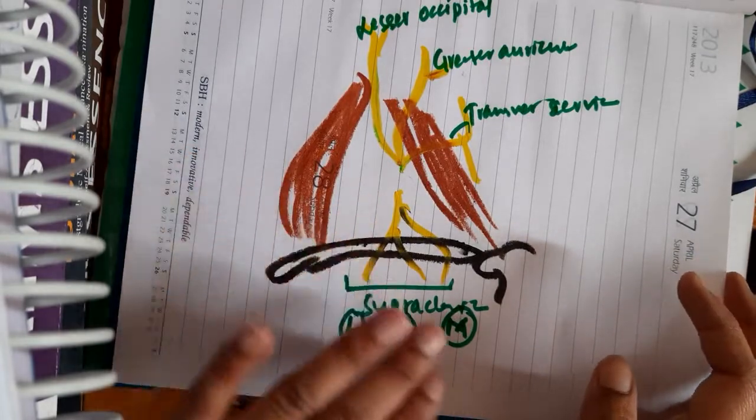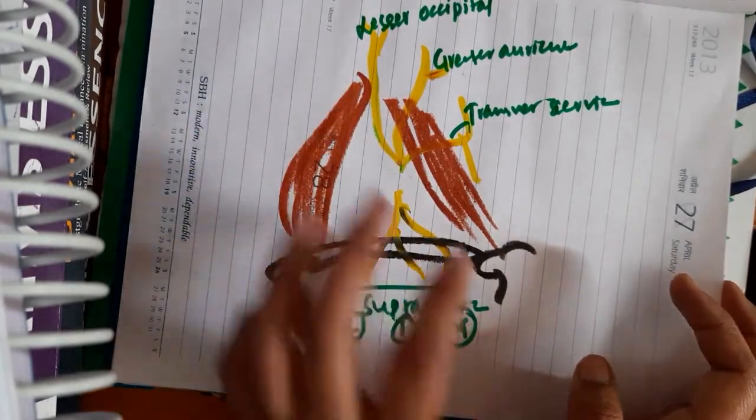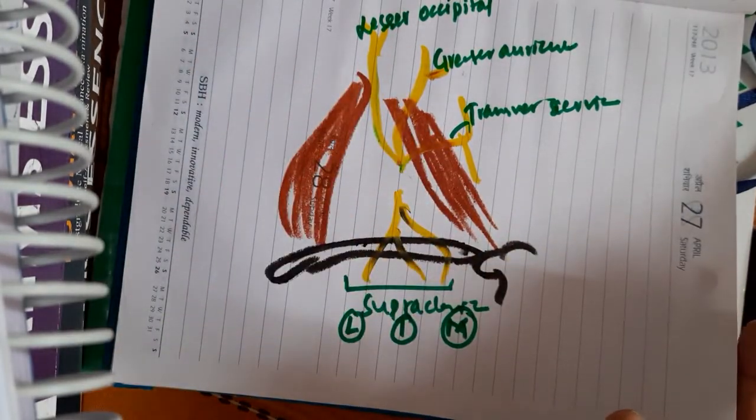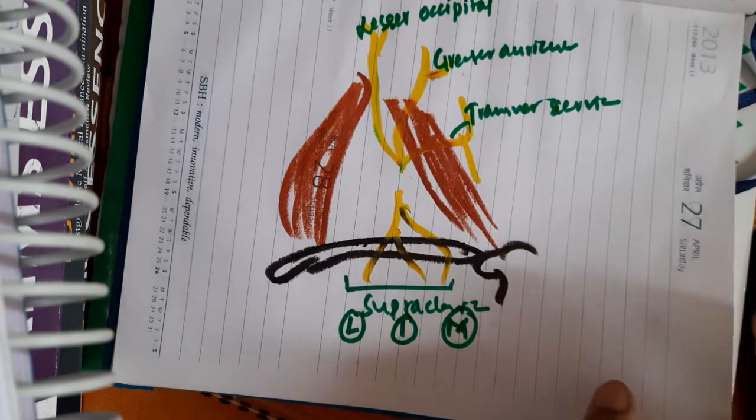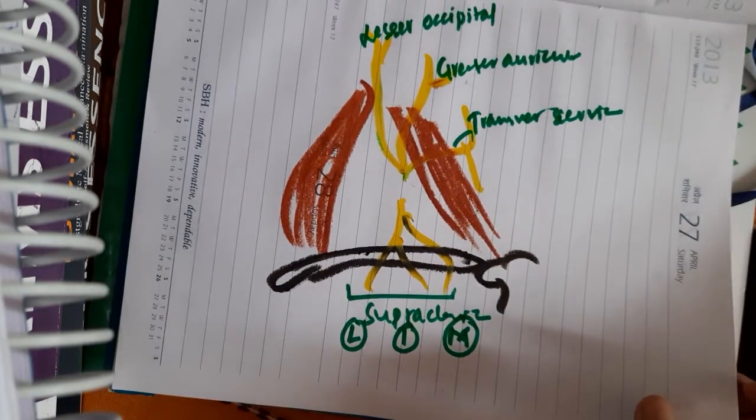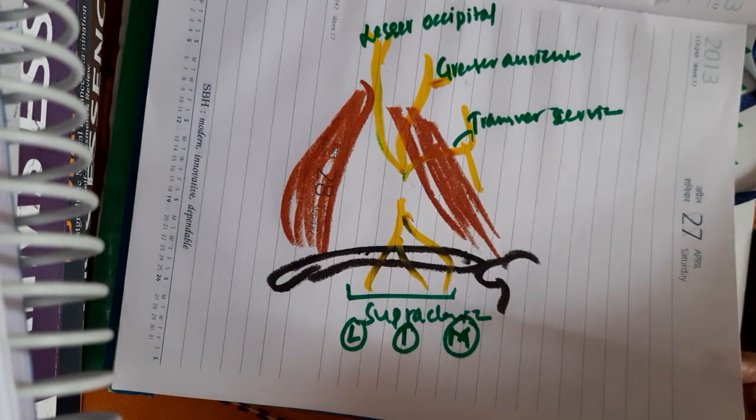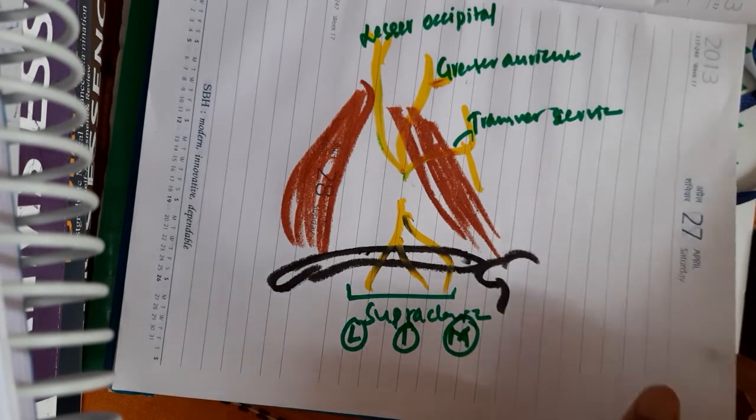In the roof we see the fascia, and these four types of nerves will pierce the fascia of the roof: lesser occipital nerve, greater auricular nerve, and transverse cervical nerve. Then the next important thing is the contents of the posterior triangle.